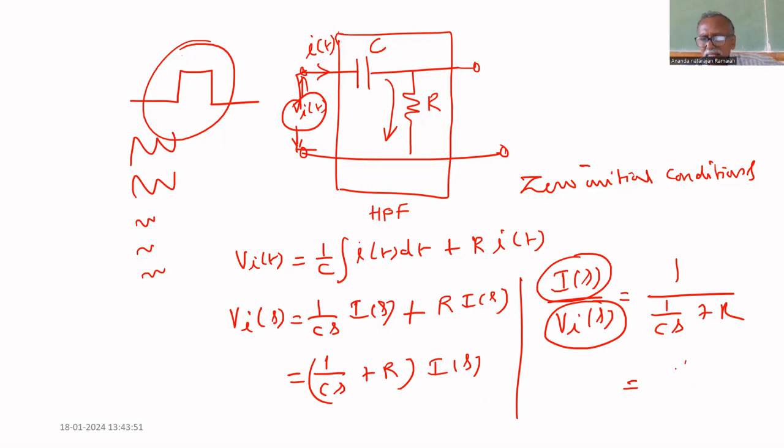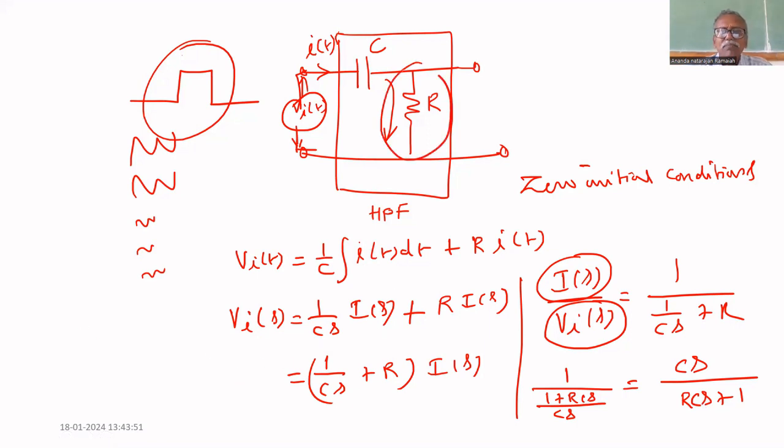Or you can say that Cs divided by RCs plus 1. I simplified. This can be written as Cs divided by 1 plus RCs, so Cs goes to the numerator. That's why Cs divided by RCs plus 1.